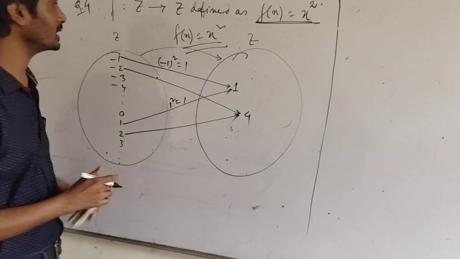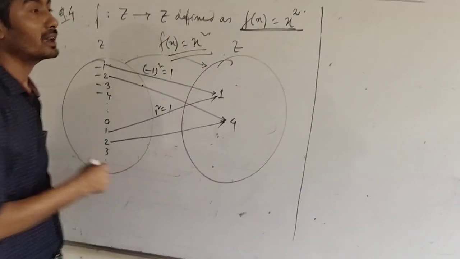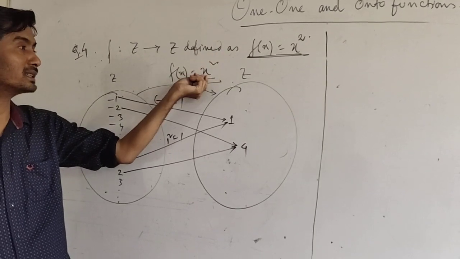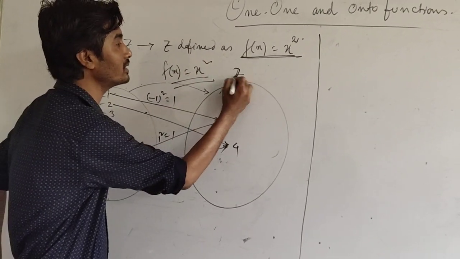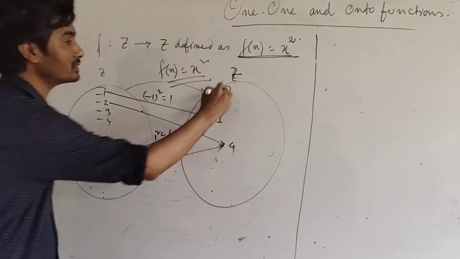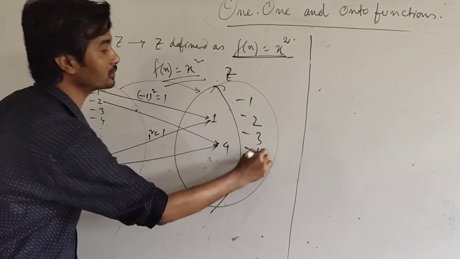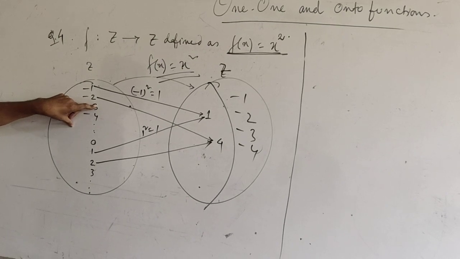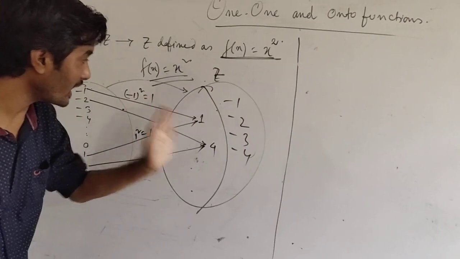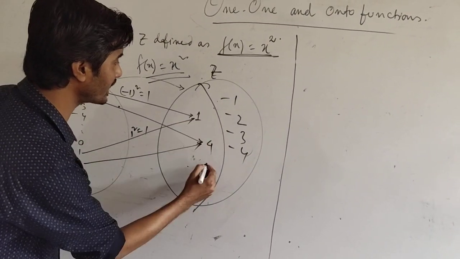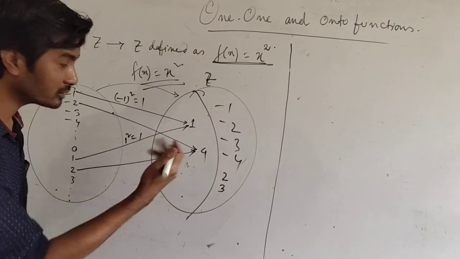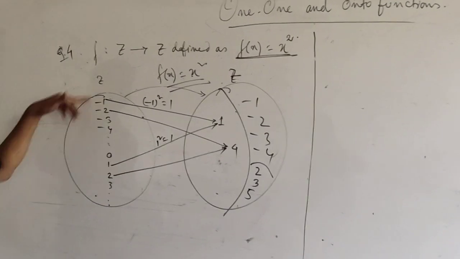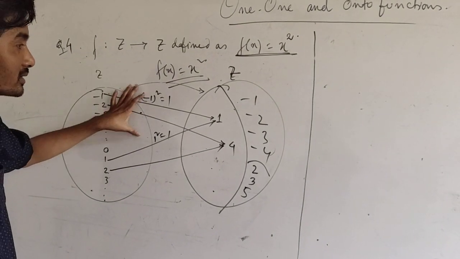So this is all about your one-one part. And regarding the onto part, you see it is x to the power 2. As we know, x to the power 2 is never negative. It can be 0 or a positive number, but it cannot be negative. But you see Z, which is our codomain, contains the negative integers as well, meaning -1, -2, -3, -4 and so on. So these negative integers will not have any pre-images in this domain. And besides negative integers, integers like 2, 3, 5, which are not perfect squares, are also not having any pre-images in the domain. Therefore, the function cannot be onto.